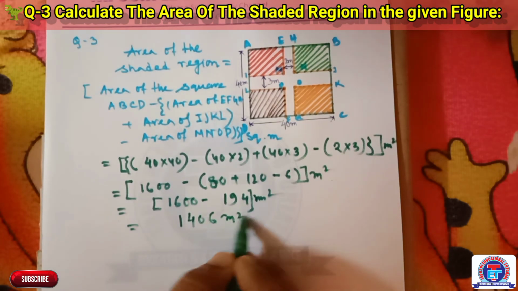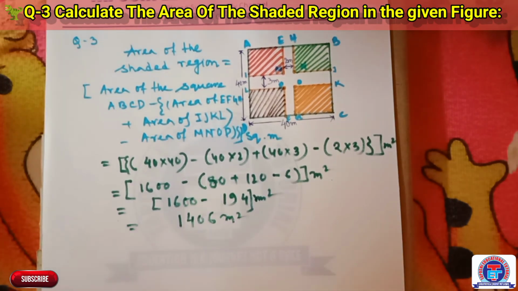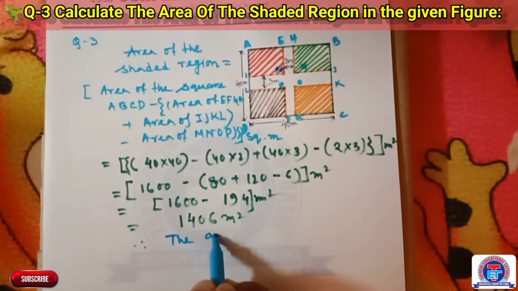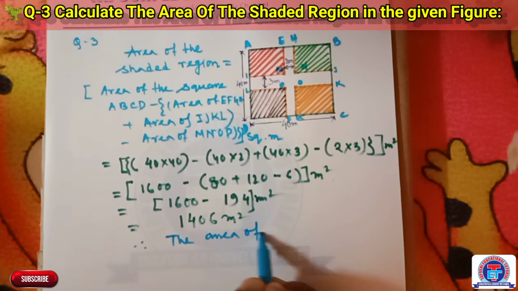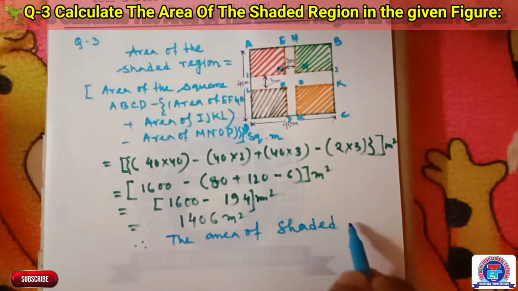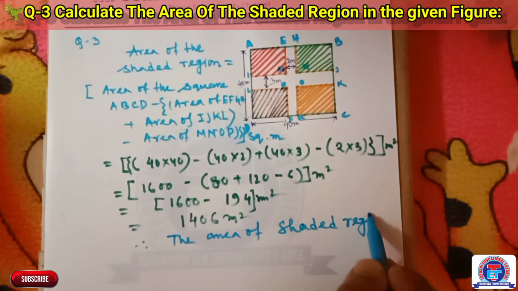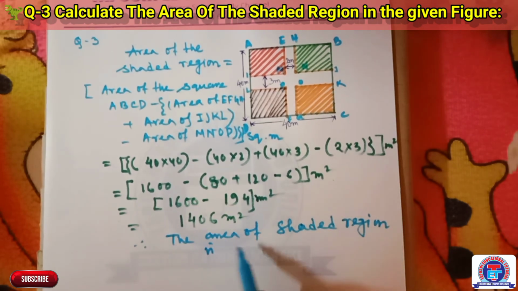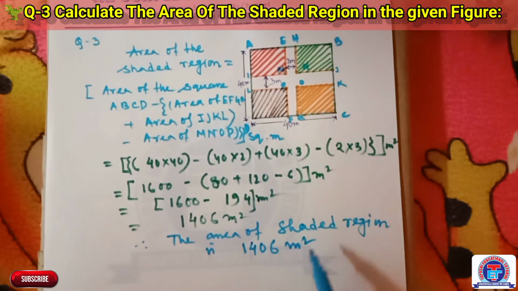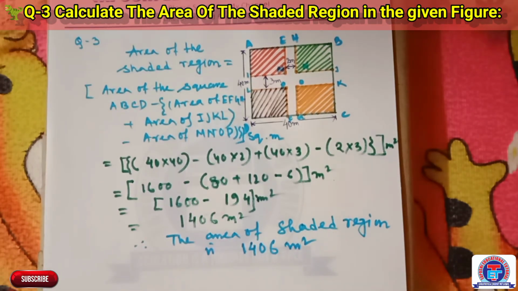Now when we calculate this, it will become 1406 meters square. So therefore the area of the shaded region is 1406 meters square, correct. I hope student you understood this mathematical problem very clearly.